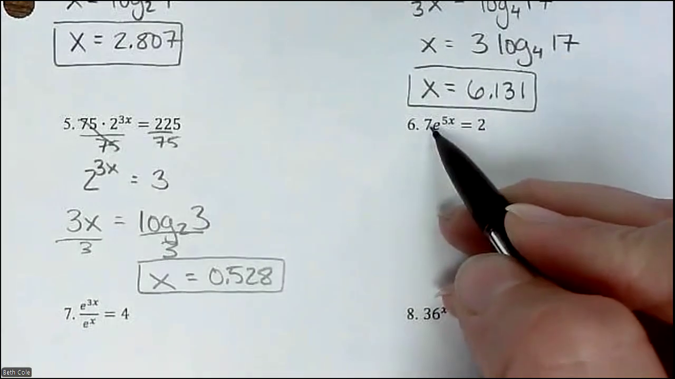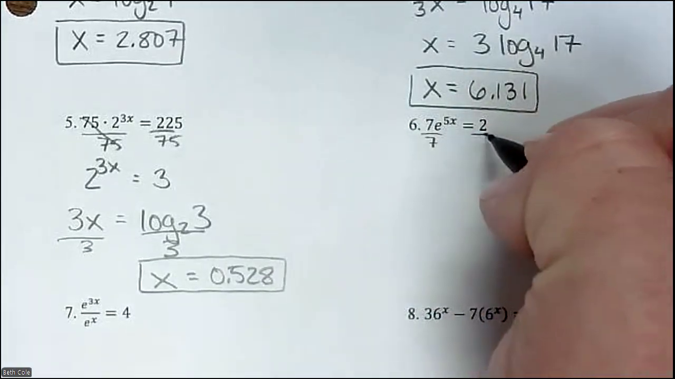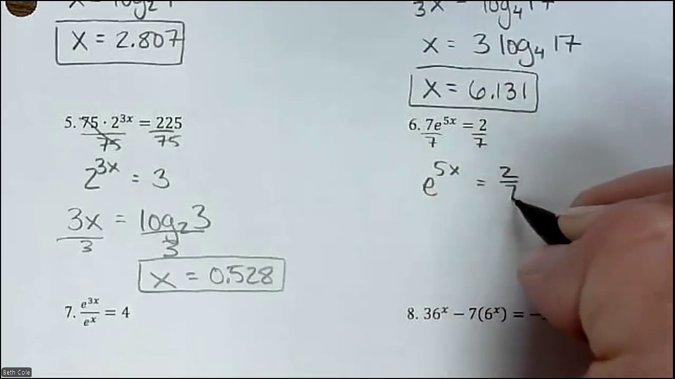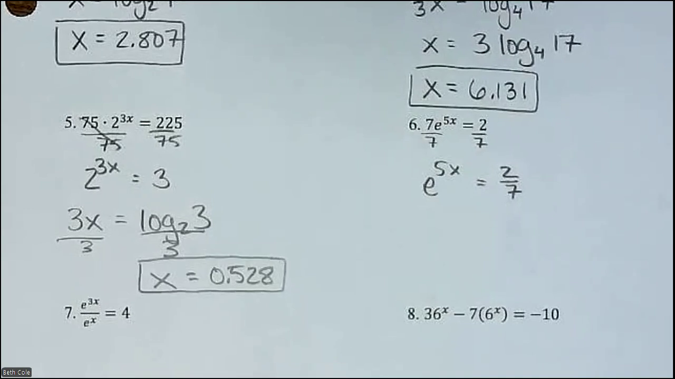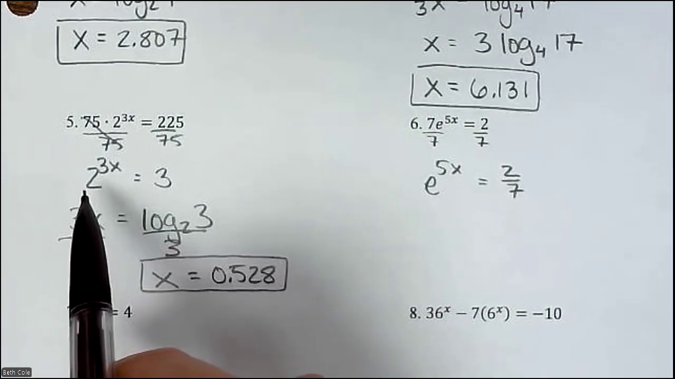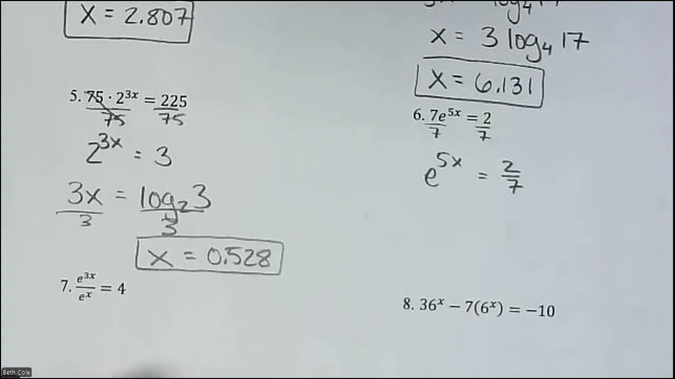All right, I have this 7 out front, kind of like the 75 was out front. So first step would be divide by 7. And I'm just going to leave that as 2/7. It doesn't reduce, so just leave it alone. Now, what would you do to cancel out e? Like here it was a 2, we did log base 2. Here it was a 4, we did log base 4.